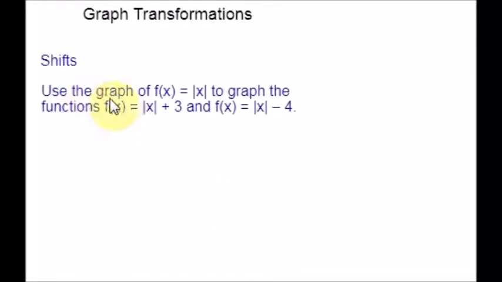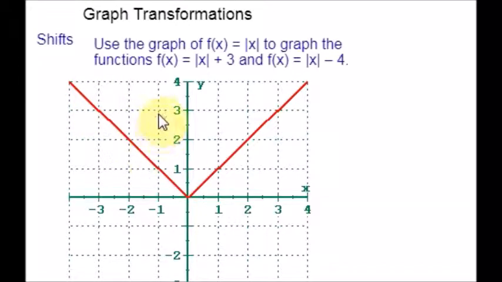Use the graph of the function f of x equals absolute value of x to graph the functions f of x equals absolute value of x plus 3 and absolute value of x minus 4. Okay, let us first draw the graph of the parent function. This is how any absolute value function will look. I mean the parent function.